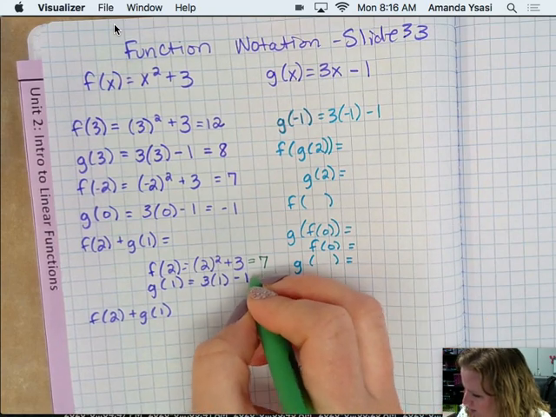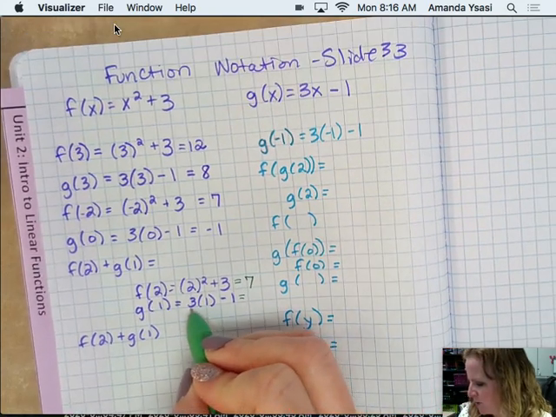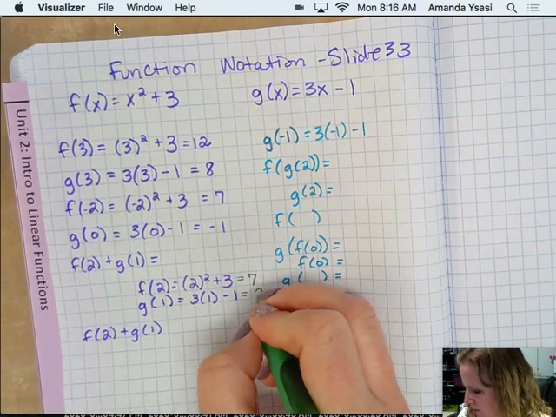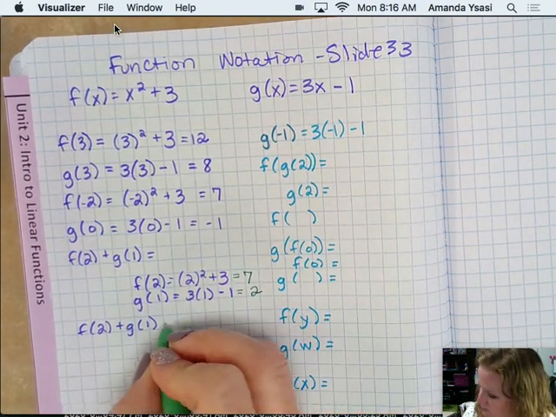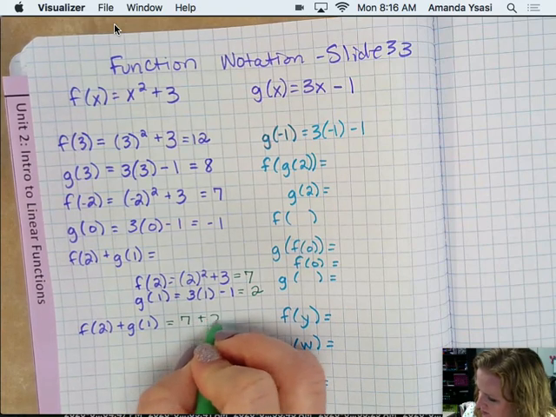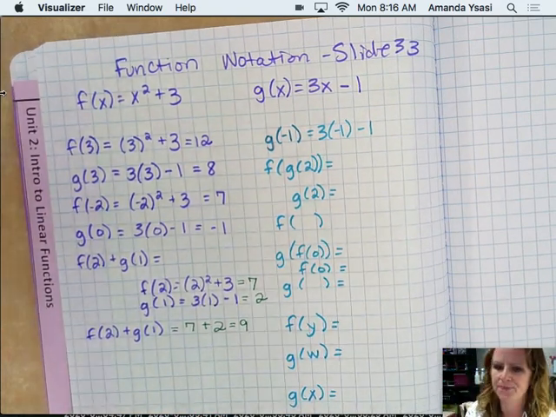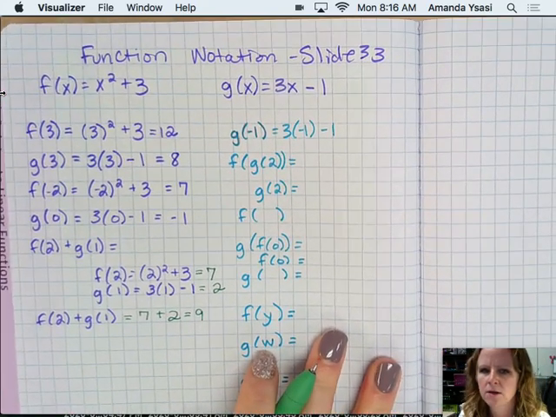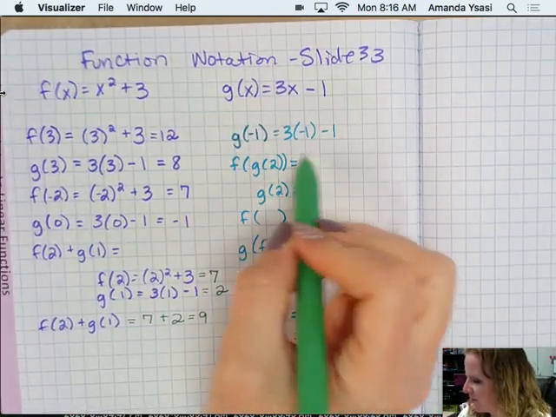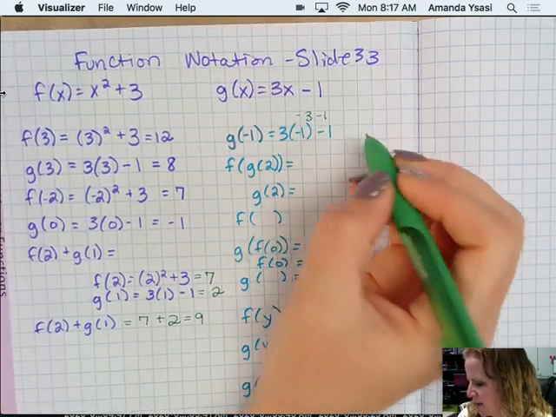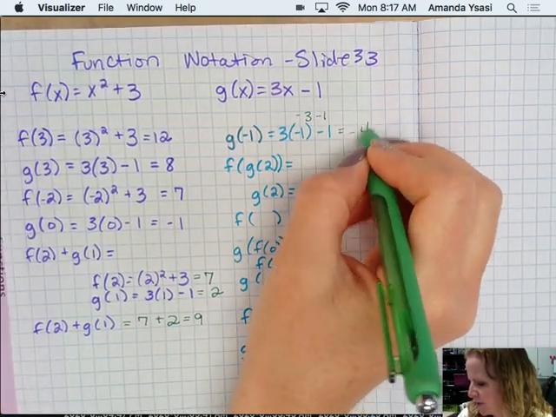Then g of 1 would be 3 times 1, which is 3, minus 1 is 2. So this would be 7 plus 2. Y'all check me. Is it 9? Okay, good. The next one, g of negative 1. So 3 times negative 1 is negative 3, minus 1, negative 4.